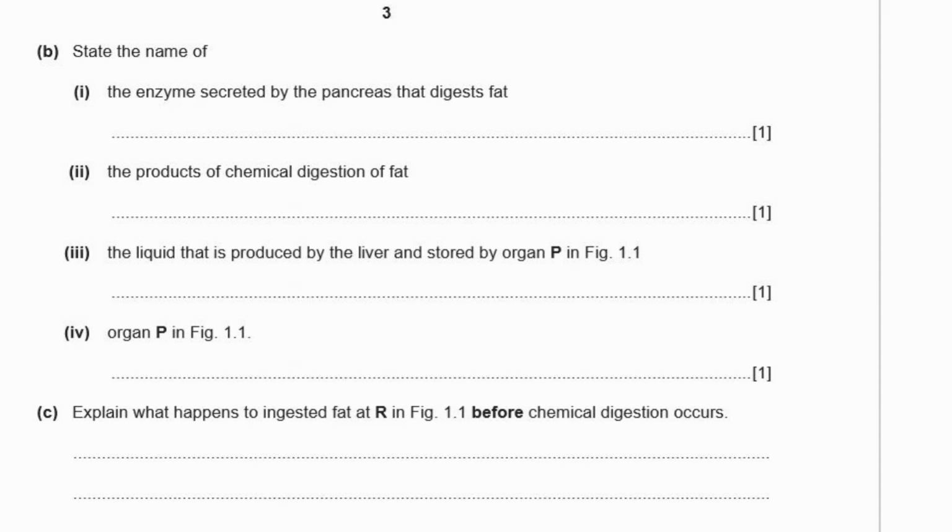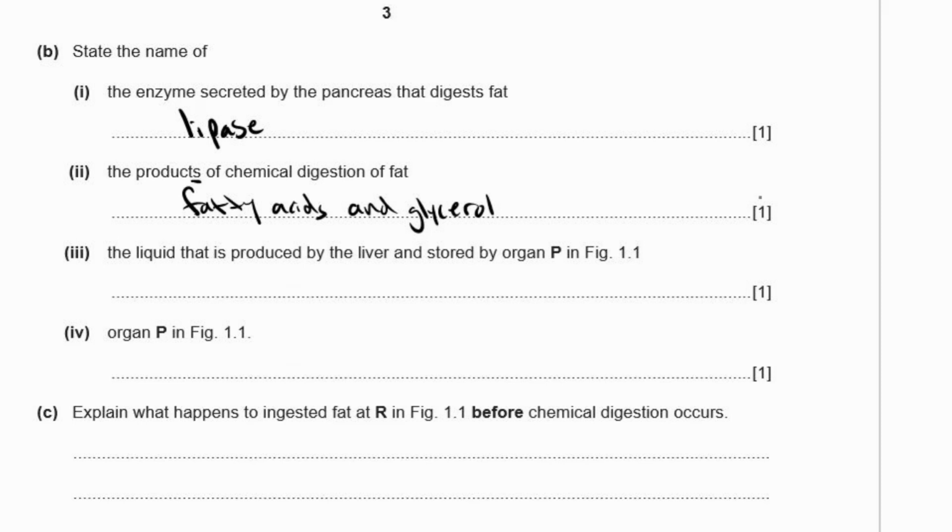Okay, the enzyme that digests fat that's secreted by the pancreas is called lipase, because it digests lipids. 2. The products of chemical digestion of fat. Okay, that is fatty acids and glycerol. This says products has to have at least 2 things. Okay, you need both of them to get your 1 mark.